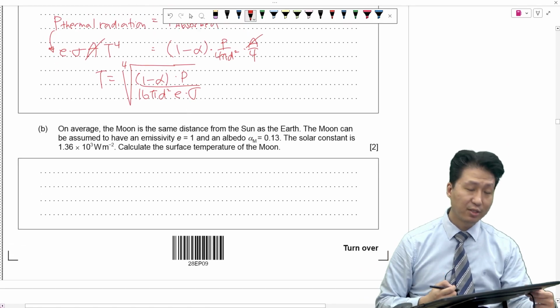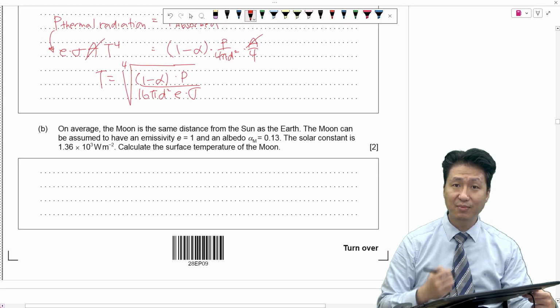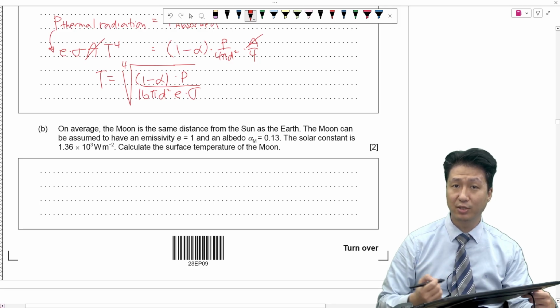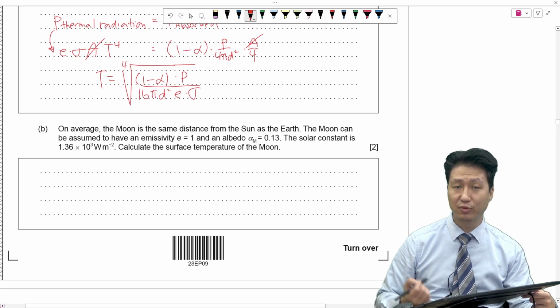In part B of this question, it says, on average, the moon is the same distance from the sun as the Earth. The moon can be assumed to have an emissivity of e equals 1 and an albedo of alpha equals 0.13. The solar constant is 1.36 times 10 to the 3rd watts per square meter. Calculate the surface temperature of the moon.